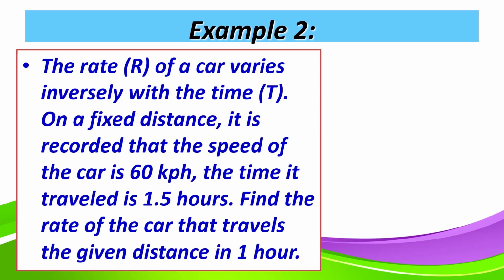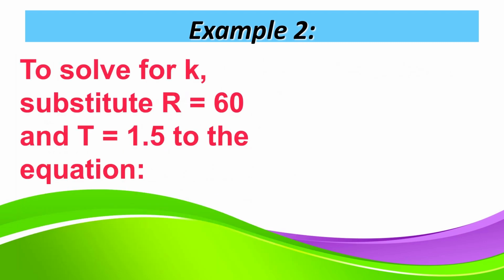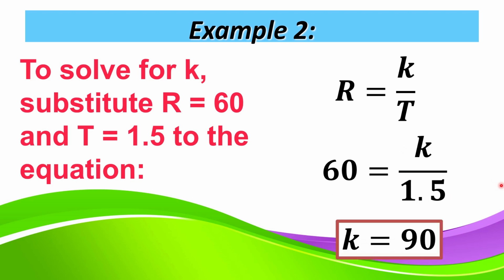In here, the statement, the rate R of a car varies inversely with the time t, is translated into an equation R equals k over t. And then to solve for k, substitute R equals 60 and t equals 1.5 into the equation. So R is equal to k over t, then 60 equals k over 1.5. Applying cross multiplication, k equals 90 because 60 times 1.5 is 90.